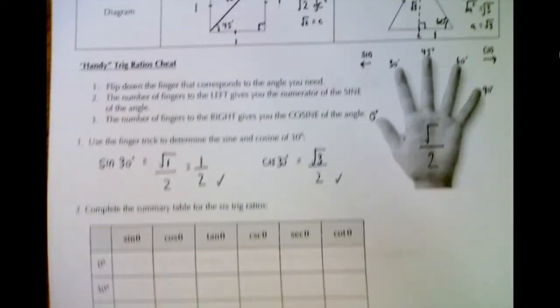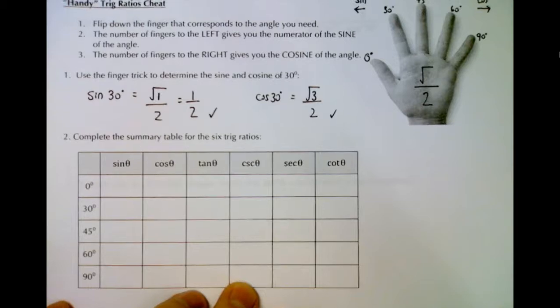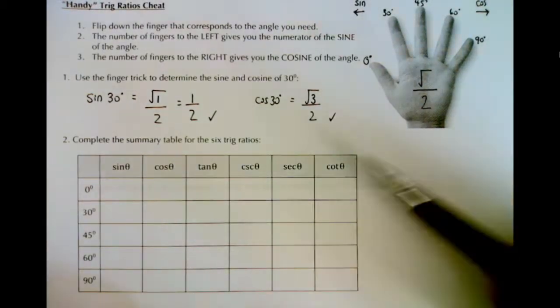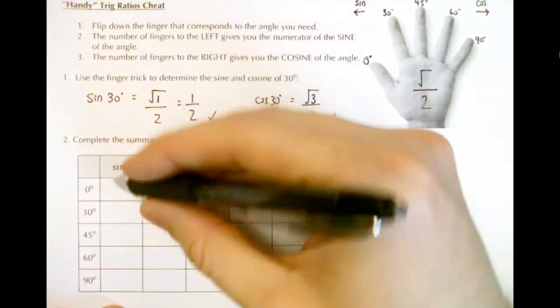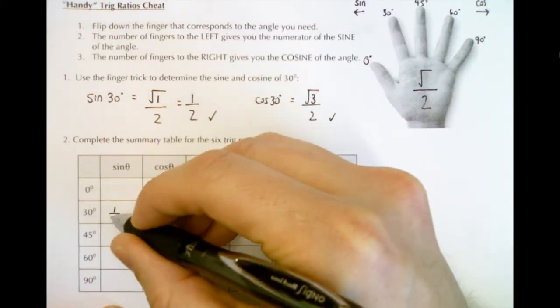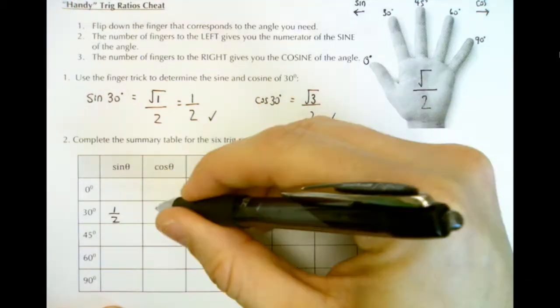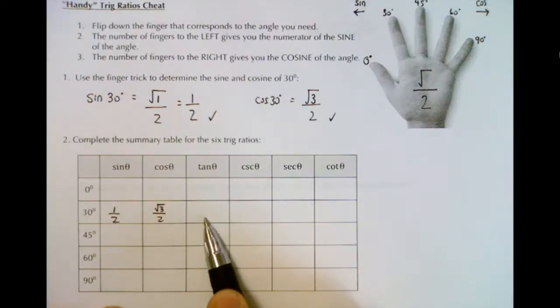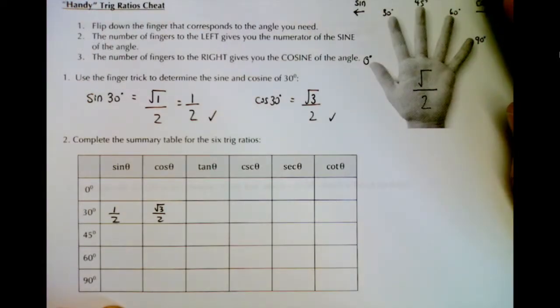So how do you get the tan one if you're using the hand trick? Well, what I'm going to have you do after this lesson is complete this summary chart. But I'll show you the tan one. So we just did sine and cos. So I'm going to fill in sine 30 was 1 over 2, and cos 30 was root 3 over 2. What if we wanted tan 30? Well, we could use a special triangle.